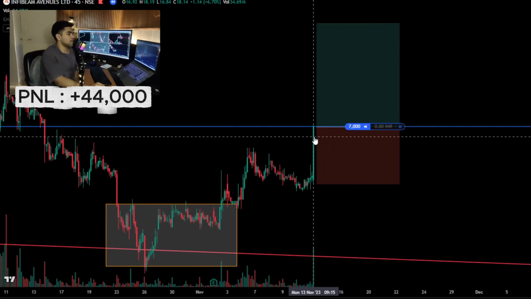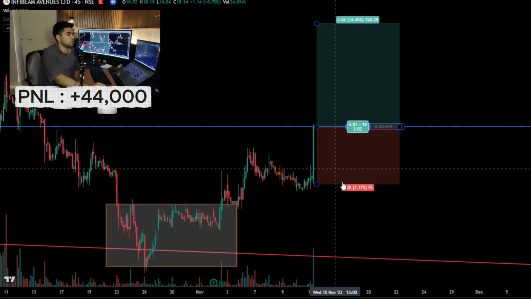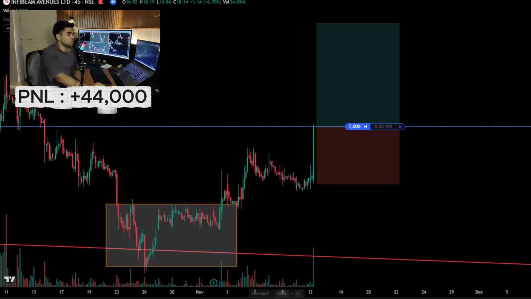It's 9:15. I either enter at the end of the day or at the start of the day. In between, I don't overtrade or do anything. But let's just see how it goes.